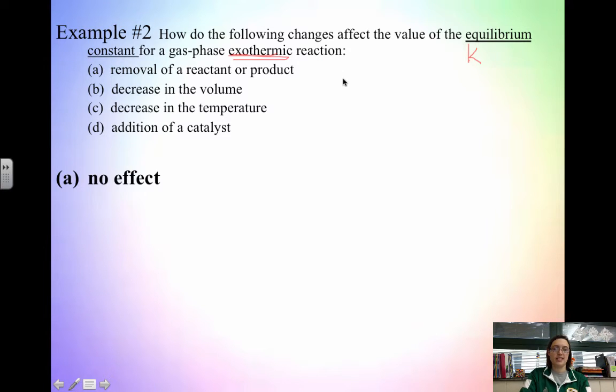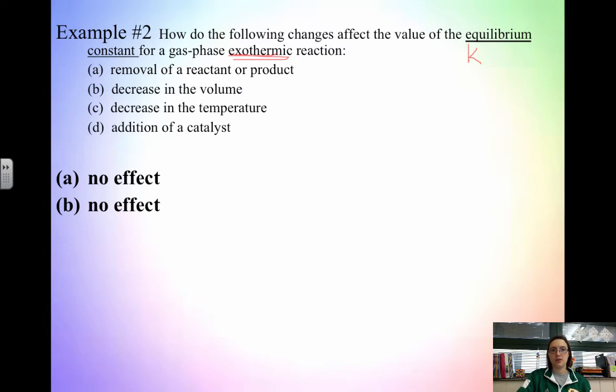Well, it doesn't have an effect. The equilibrium constant is a constant. The only thing it depends on is temperature. Anything else will not affect the equilibrium constant. So if you remove a reactant or a product, it doesn't have an effect. If you decrease the volume, it doesn't have an effect.